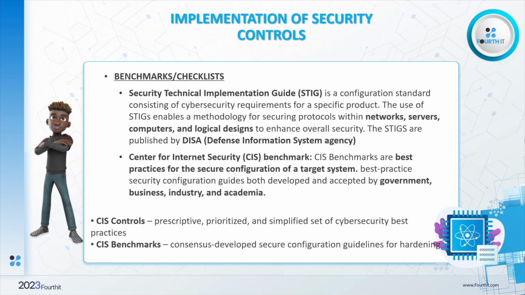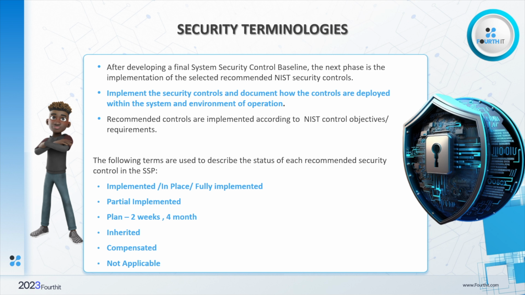And we have CIS controls and we have CIS benchmarks. The benchmarks are the consensus-developed security configuration guidelines. The controls are the prescriptive, prioritized, and simplified set of security best practices to help protect our environment. Now, let's get into some of the terminologies under implementation.